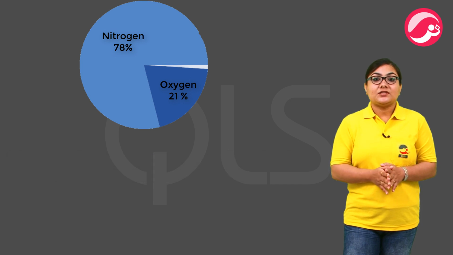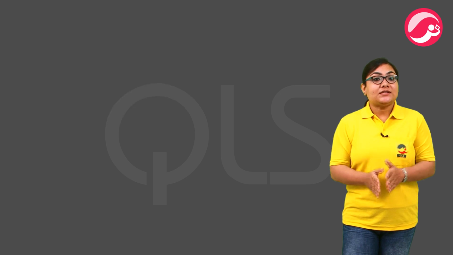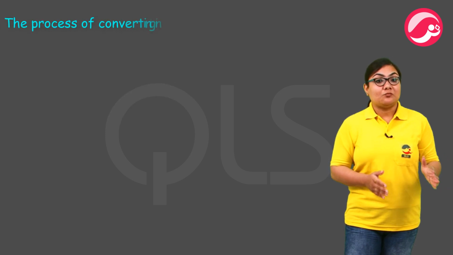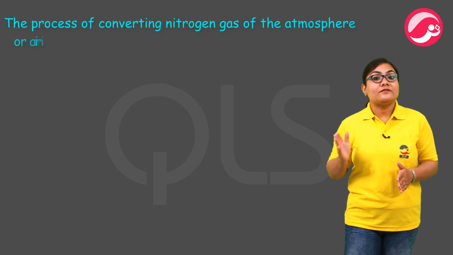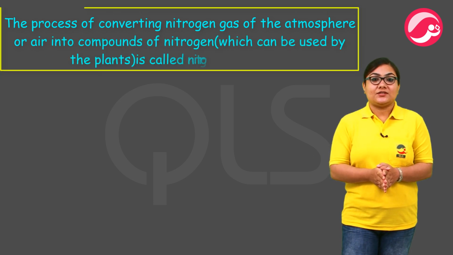इतना लार्ज कॉम्पोजिशन हमारा एटमॉस्फेयर का नाइट्रोजन गैस ऑक्यूपाई करता है, बट दिस नाइट्रोजन गैस कैन नॉट बी यूज डायरेक्टली बाय प्लांट्स और एनिमल्स. नाउ द प्रोसेस ऑफ कन्वर्टिंग दिस नाइट्रोजन गैस ऑफ द एटमॉस्फेयर और द एयर इनटू कंपाउंड्स ऑफ नाइट्रोजन which can be used by plants is called as nitrogen fixation.